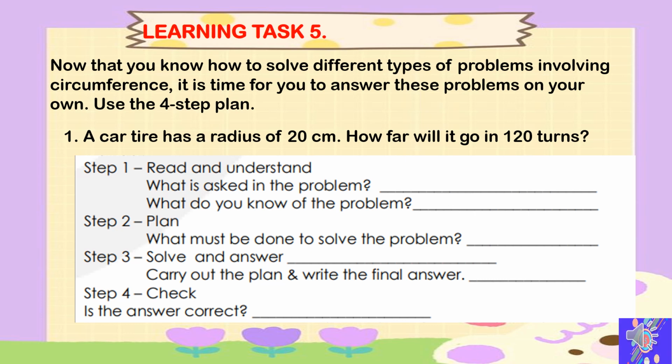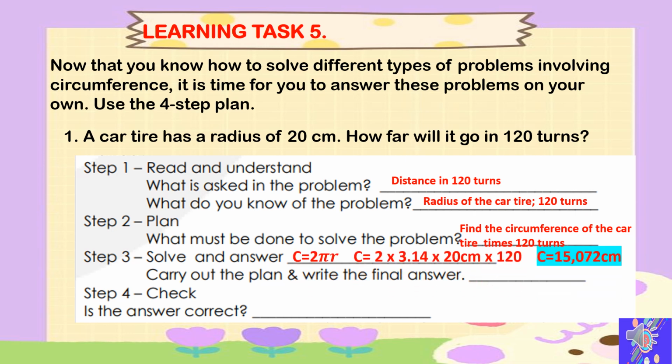Okay, so let us now answer learning task 5, number 1. Okay, so what is asked in the problem? The distance in 120 turns. And what do you know of the problem? Okay, so we have the radius of the car tire, which is 20 centimeters, and the 120 turns. Now, what must be done to solve the problem? Okay, so find the circumference of the car tire, and then times 120 turns.